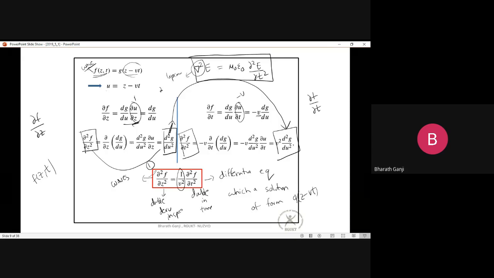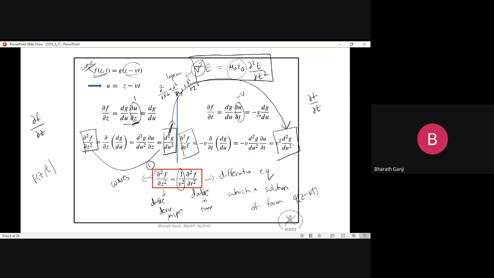If you remember the Laplacian, it is like this: ∂²/∂x² plus ∂²/∂y² plus ∂²/∂z². You can see it is a double derivative in space. So taking the double derivative of the electric field in space, it will be equal to some constant times the double derivative in time. So whenever the double derivative in space becomes some constant times the double derivative in time, the solutions to such a differential equation are waves.